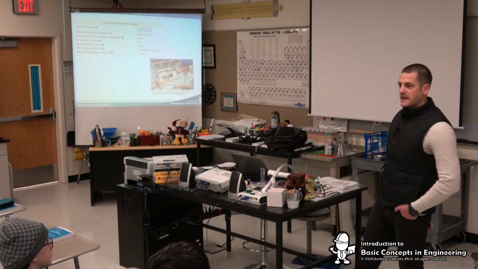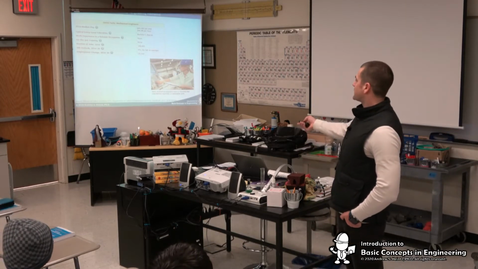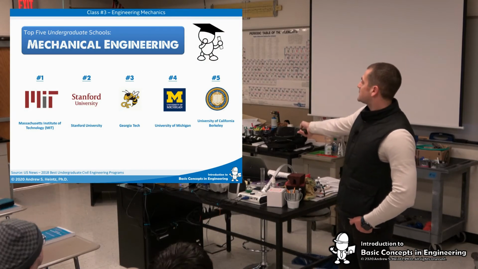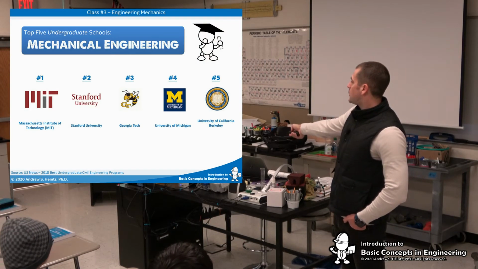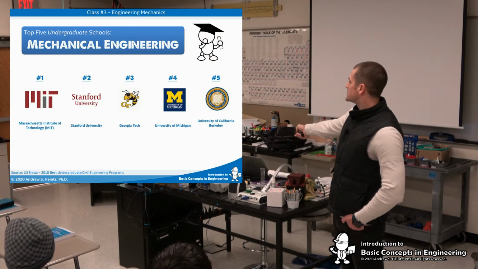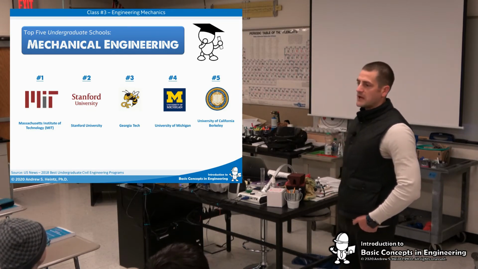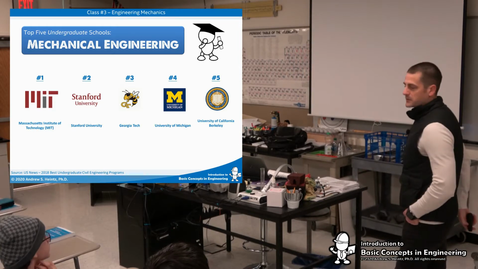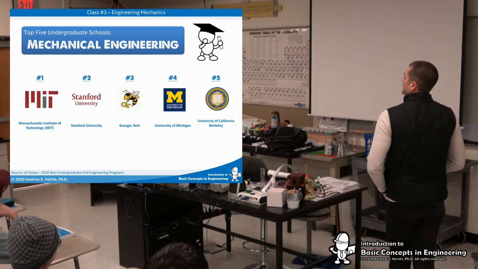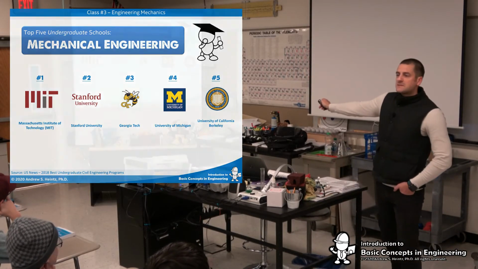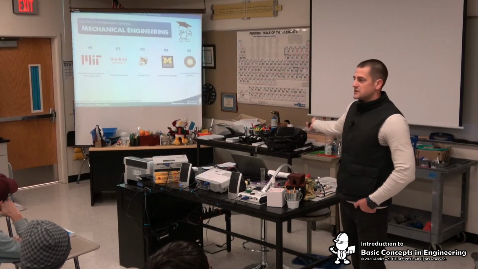Any questions on mechanical engineering? Oh, again, I forgot the schools. So the best mechanical engineering school is MIT, followed by Stanford, followed by Georgia Tech, and then University of Michigan, and UC Berkeley pulls in at number 5 if you want to go down to UC Berkeley and hang out with all the hippies.